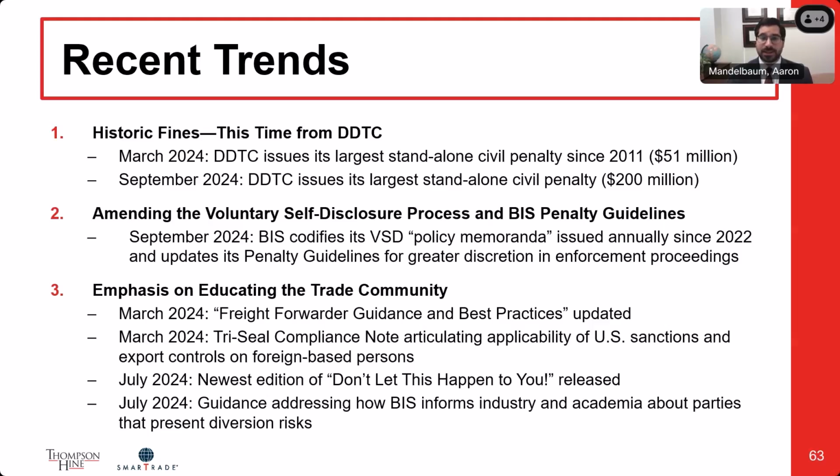And then finally, this past calendar year, we've seen a lot of moments when the agencies have really been engaging with the exporting community to promote US export controls, what they are, and how they should be complied with. So the theme last year, if you recall, was enforcement, enforcement, enforcement. If I had to change it this year, I'd say it would be enforcement, enforcement, and education of that enforcement.